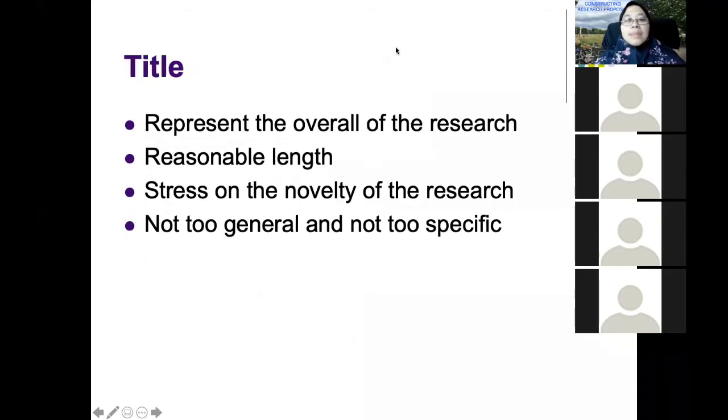Right. Have you heard of ResearchGate? Has anyone heard about ResearchGate? What does ResearchGate mean? Anyone? Yes?